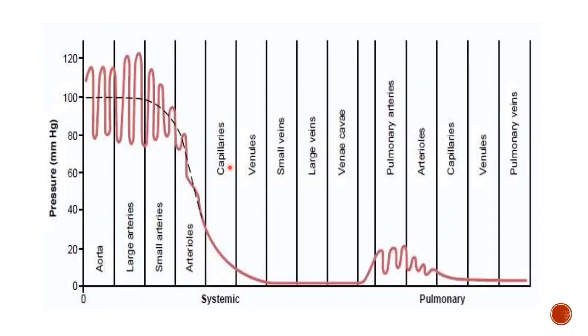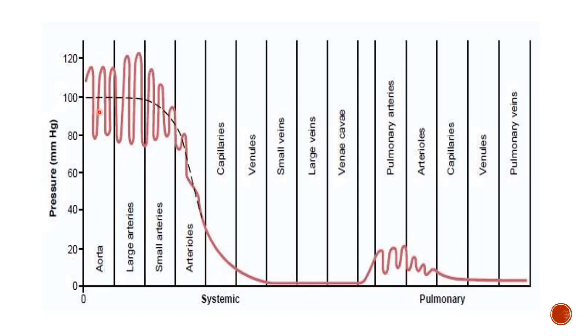So in this picture you can see the pressures in systemic circulation and pulmonary circulation. Systemic circulation is otherwise called the high pressure system, whereas the pulmonary circulation is called the low pressure system. Because you can see here the pressures ranging from 0 to 120, starting in the aorta the pressure is ranging from 80 to 120.